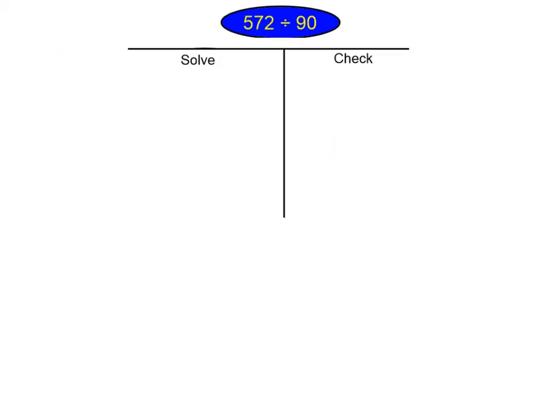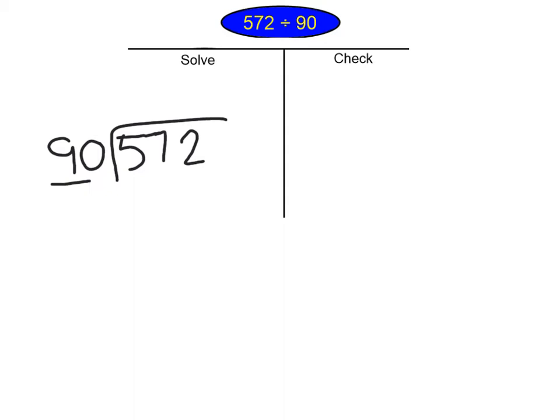Let's try another problem. We've got 572. We've got to put that inside. And we've got to put 90 as my divisor outside. Go ahead and pause your video and I want you to try to see how many times 90 goes into 572. But I want you to look at the 9 and the 57 and see how many times 9 goes into 57, and then just multiply that answer times 10. Then come back.